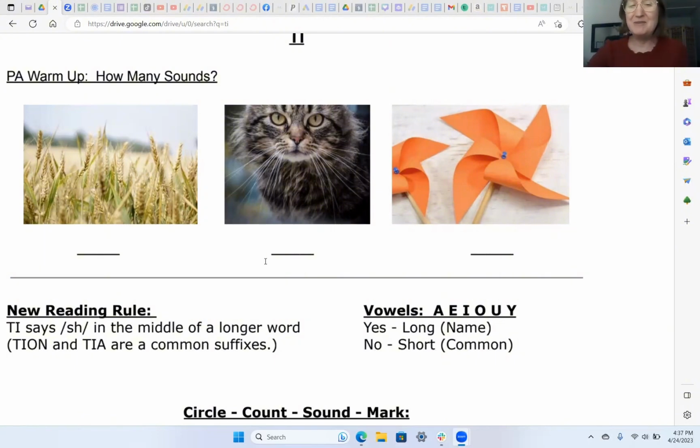I wish I knew how to say your name. I'm glad you got that right.